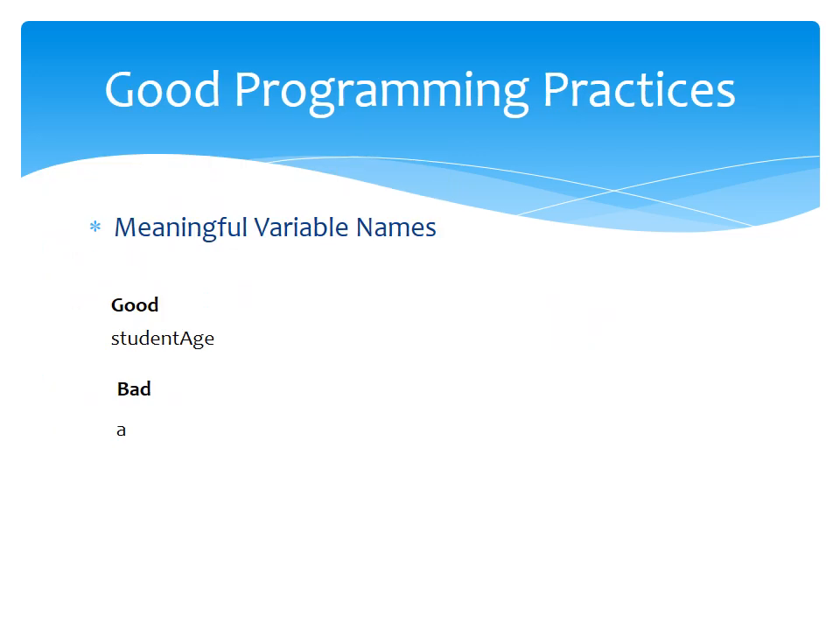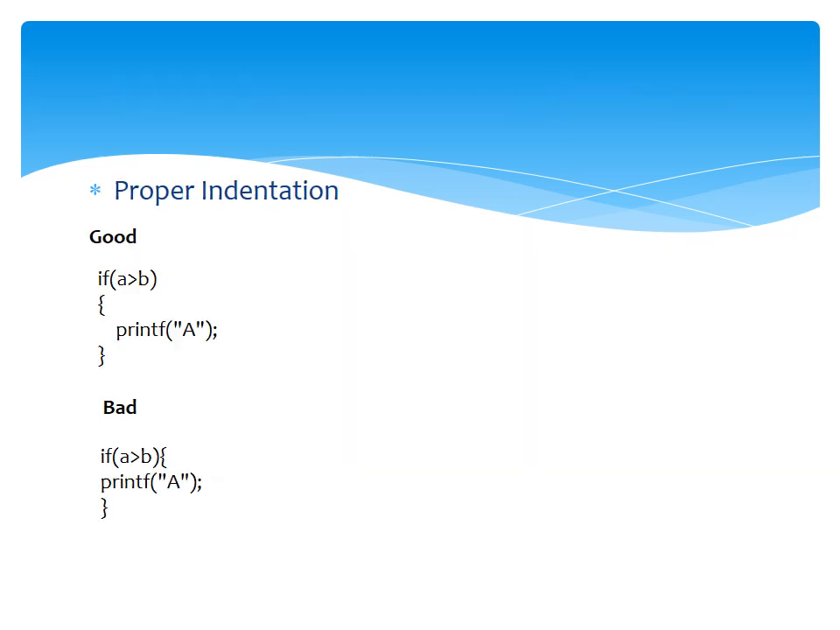A meaningful variable name is one practice. You can see what is given as good and bad. We need something like a student age, so a meaningful variable is given as student age. Instead, if you use a, nobody will understand. Similarly, proper indentation: you can see a good example, if a is greater than b, print a. In the bad example, the braces are not given properly, and should come on the next line. So proper indentation is a must.